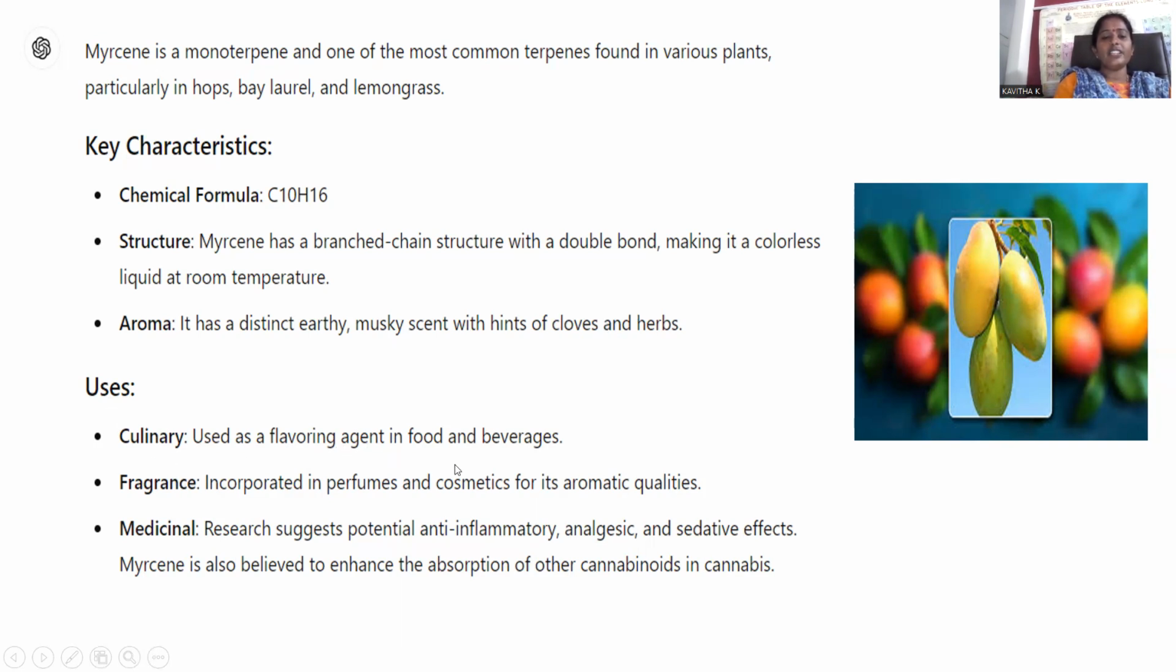Next, about uses. Used as a flavoring agent in food and beverages, so they impart and increase the flavor of food and even beverages. Food storage also, we can use them, just like pickles or any kind of material we are preserving. There also this kind of myrcene material can be used.